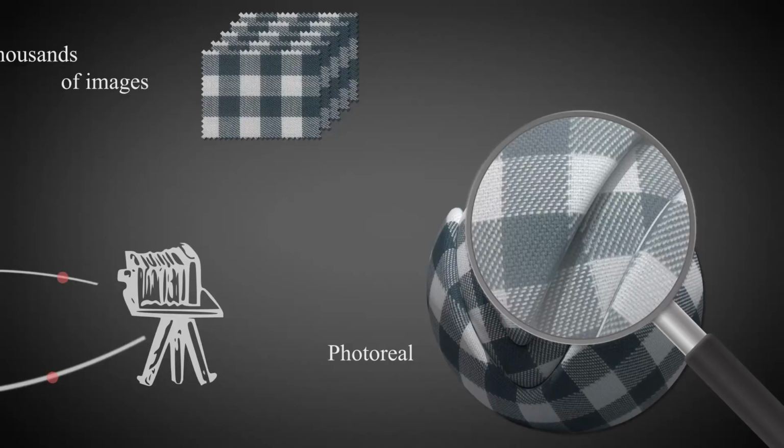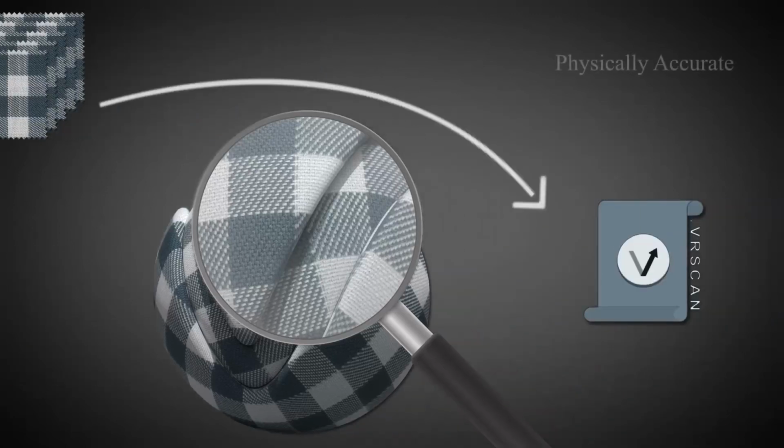Using all this physical data, the VRscans technology captures the material's bidirectional texture function, or BTF. This approach is far more advanced and accurate than a single-point bidirectional reflectance distribution function, also known as BRDF. As a result, VRscans recreate a material's true surface appearance and unique response to light.